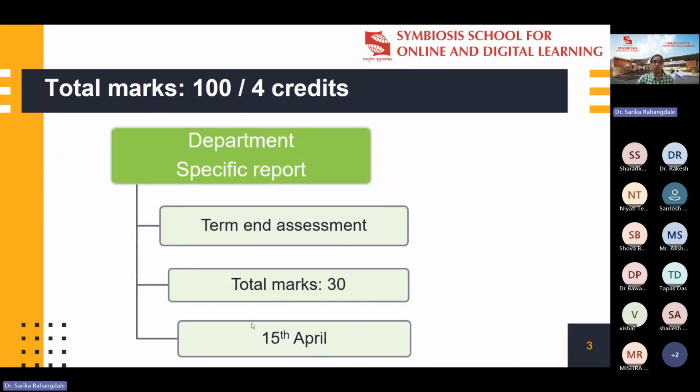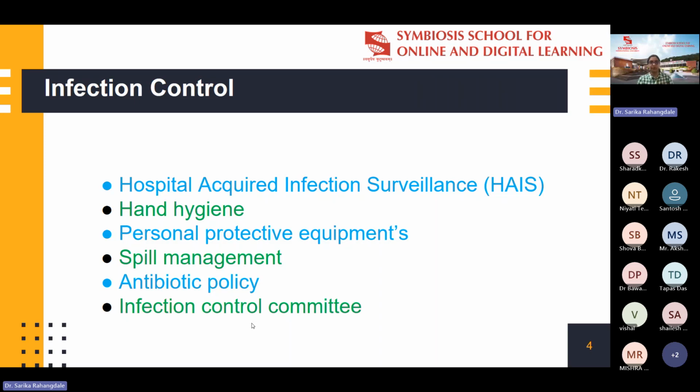So in logbook 2, there are two kinds of submissions. 20 marks for the infection control part and 20 marks for the biomedical engineering department. Initially we will talk about infection control and later about the biomedical engineering department. Under infection control, the aspects we will be covering are HAIS, hospital acquired infection surveillance, hand hygiene, personal protective equipment, spill management, antibiotic policy, and the infection control committee.